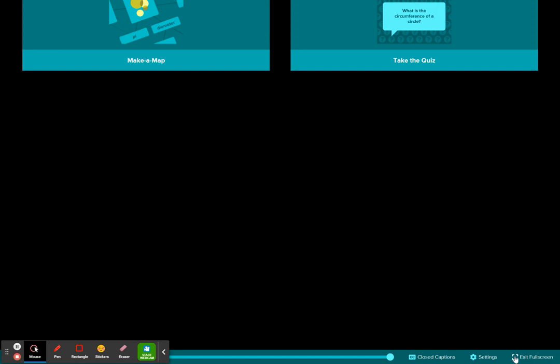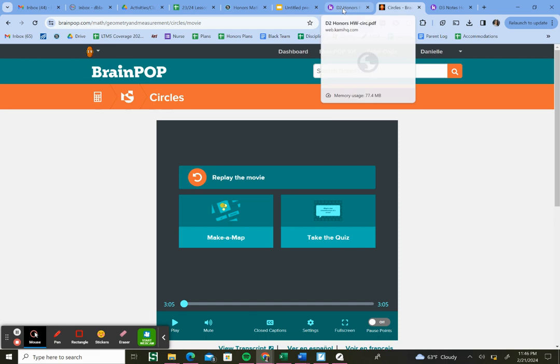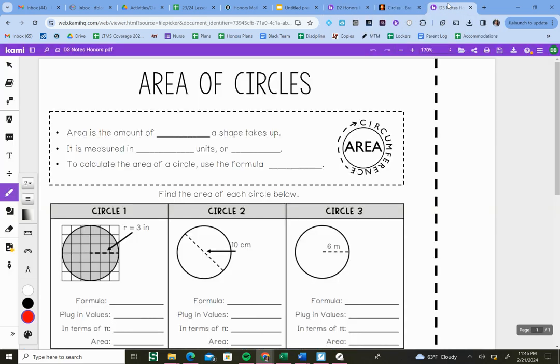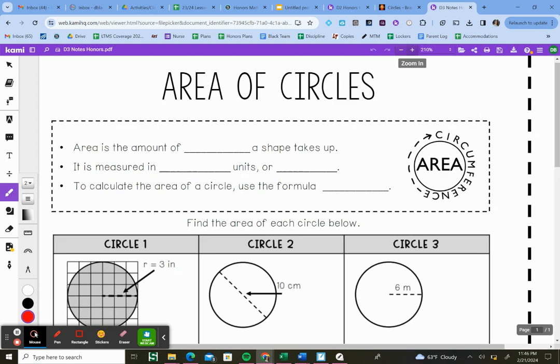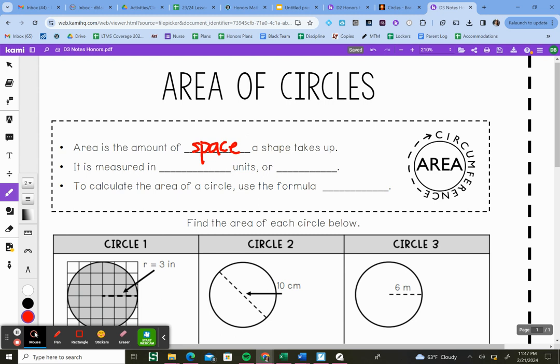All right, so that was a little preview of how area works. So let's go to your notes and start filling those in. All right, so area is the amount of space a shape takes up. I'm sure you guys have learned in elementary school how to find the area of a rectangle, maybe a triangle. So area is always measured in square units.